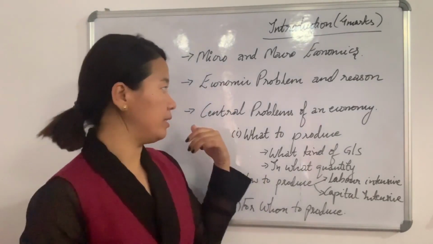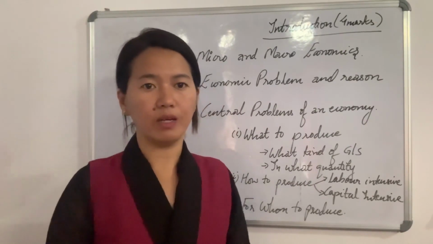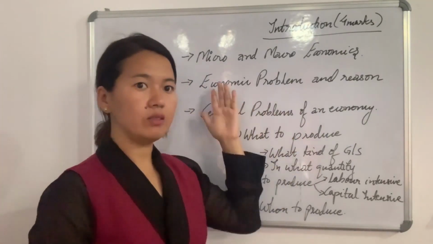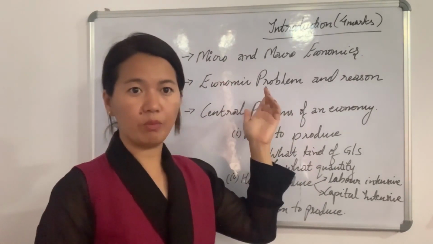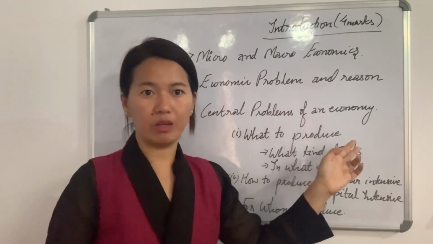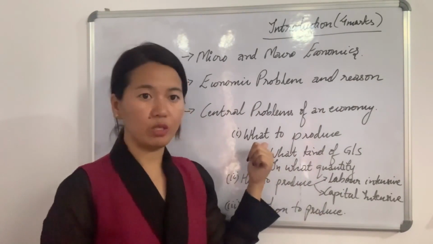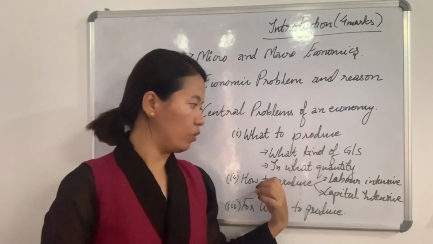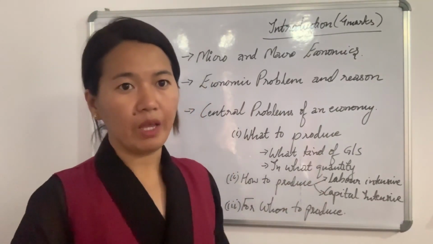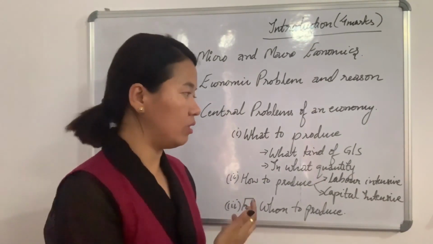The next thing which we are going to learn is the central problems of an economy, which often comes for 3 or 4 marks. This concept is very important. We learned the problem of choice, that is the economic problem. This problem of choice leads to the central problems of an economy. In this, we have 3 problems: the first one is what to produce, the second is how to produce, and the third is for whom to produce. Every economy or every market system has to take decisions regarding these 3 problems.